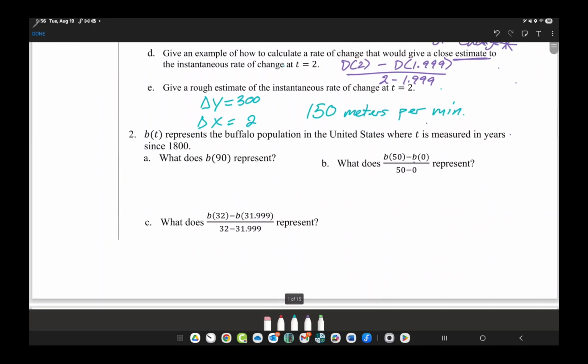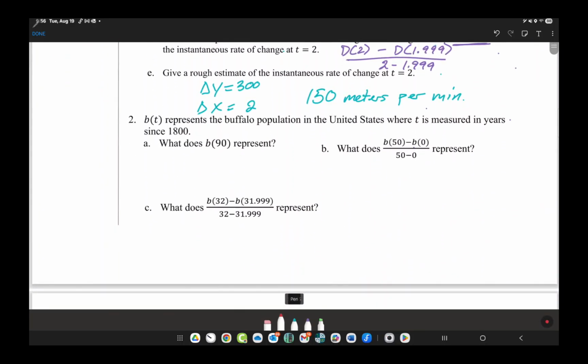Now, some aspects of the AP exam are going to have you explain your outcome. So we have the equation B of t, which represents the buffalo population of the United States, where t is measured in years after 1800. What would B of 90 represent? 1800, but what specifically would it be in population? U.S. buffalo.